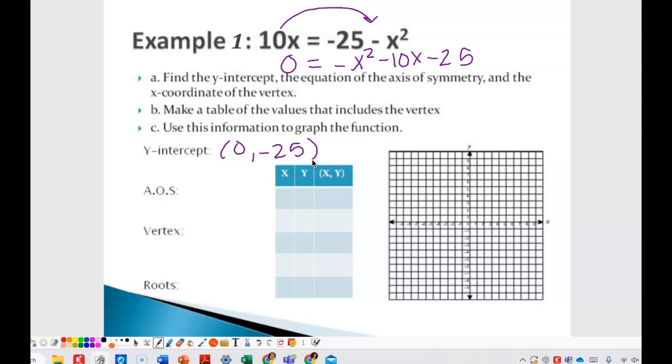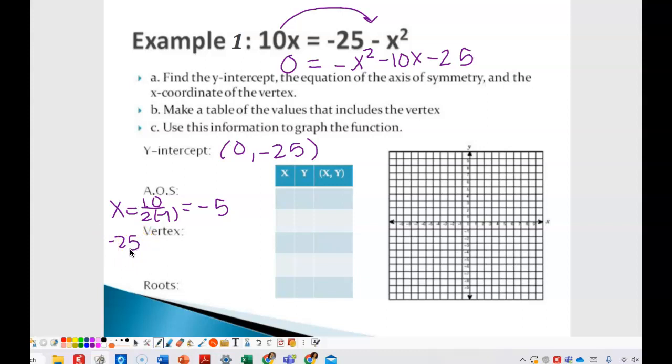My curve is going to be symmetric about the line x equals negative b over 2a, or negative 5. The vertex is going to come from plugging that negative 5 back in. So negative 5 squared is 25, but then you multiply it by the negative 1. So you have negative 25.